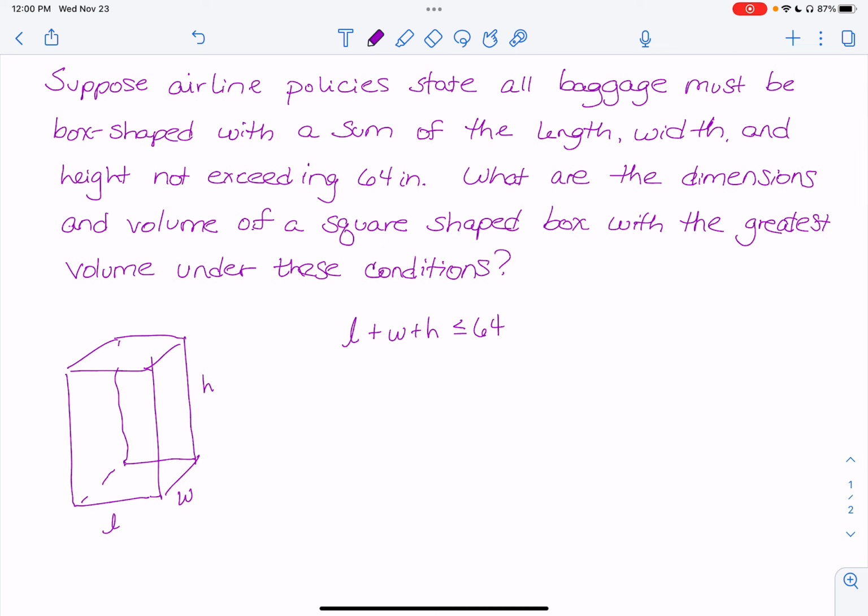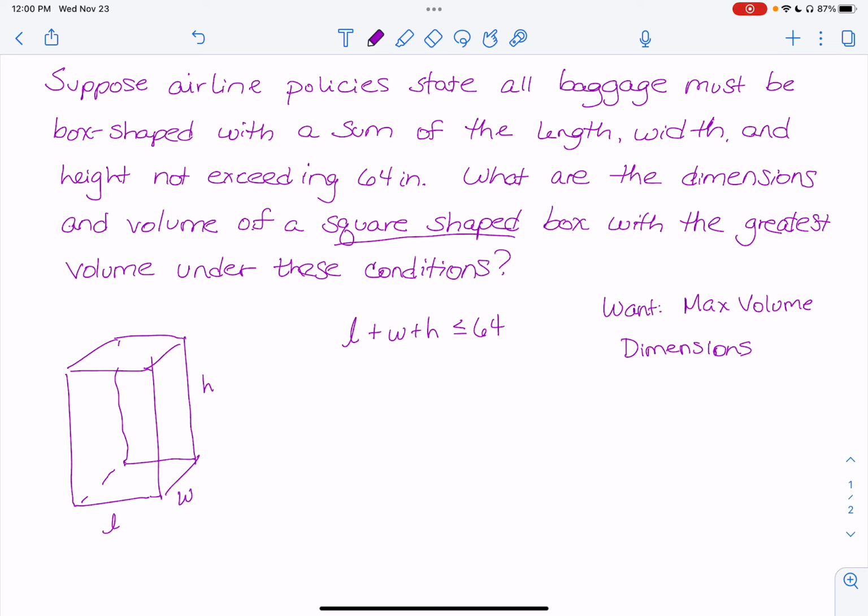And I want to know what are the dimensions and volume of a square-shaped box with the greatest volume under these conditions. So I want the max volume, and I want the dimensions there. Okay, so I want the maximum volume, and I want the dimensions of the maximum volume. It's really good to write that down so we can come back.